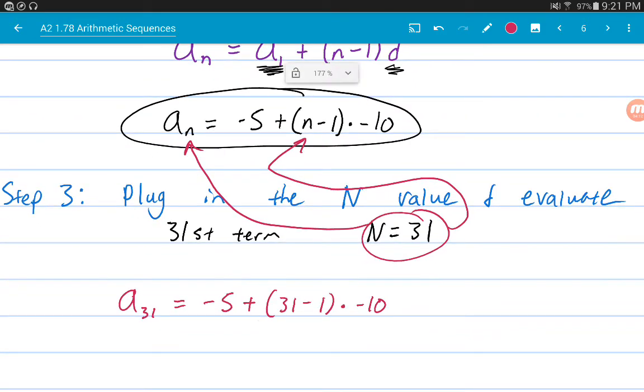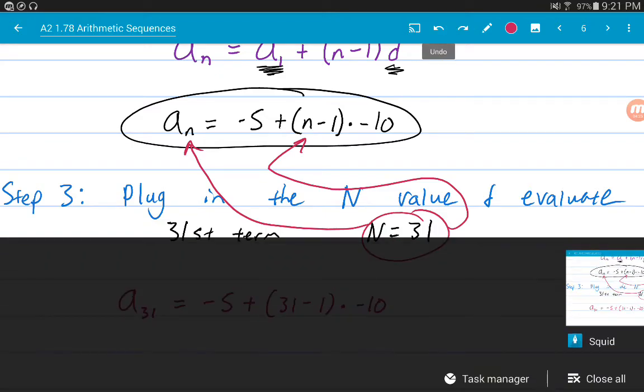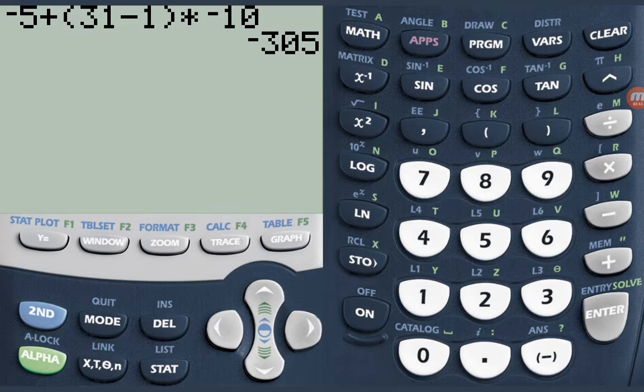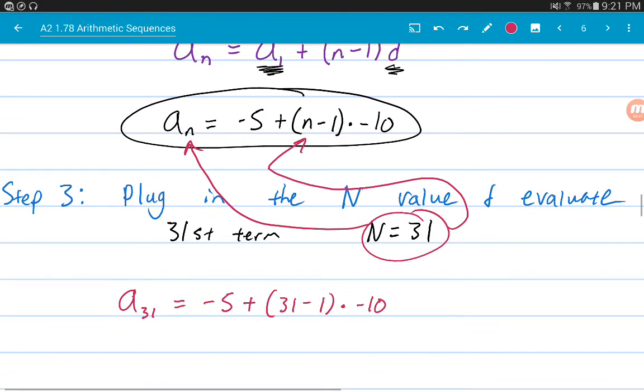I'll want to go to my calculator with that just to be safe. You can do it mentally if you're good at that, or on paper by subtracting and then multiplying and then adding, but it's really up to you. I'm just going to go with the calculator. I've got negative 5 plus 31 minus 1 in parentheses times negative 10. I'm going to hit enter, and I get negative 305. So a sub 31, which is the term that they're interested in, is equal to negative 305.